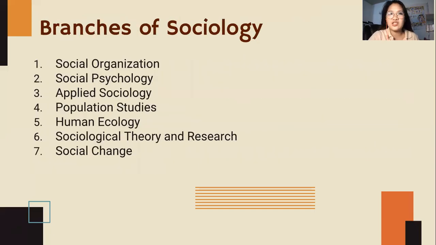Okay. So branches, we have social organization, social psychology, applied sociology, population studies, human ecology, sociological theory and research, and social change.